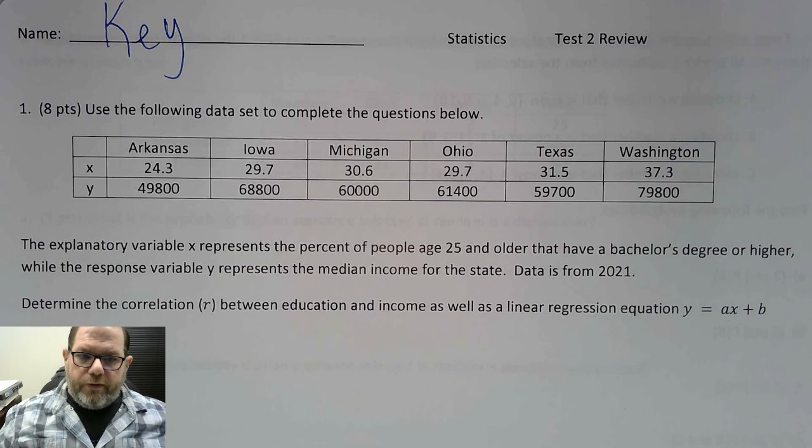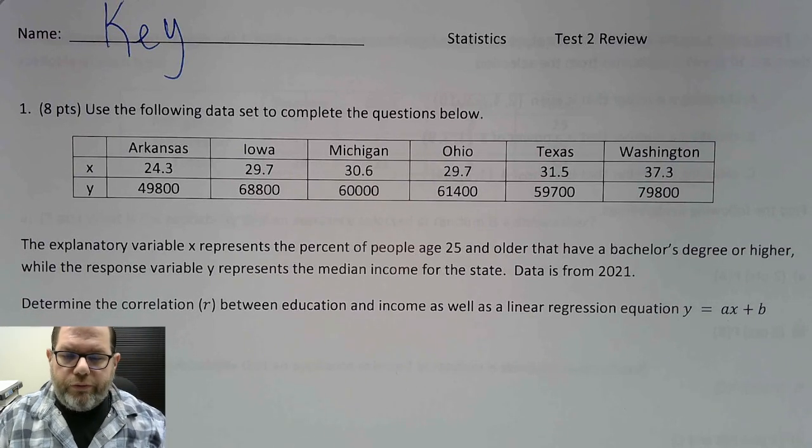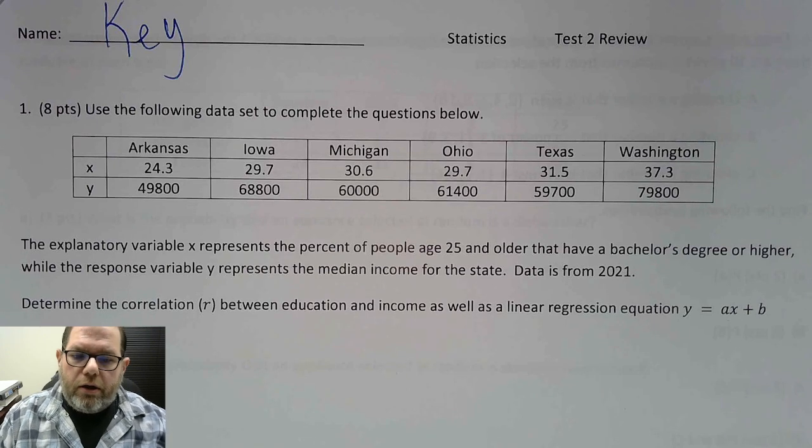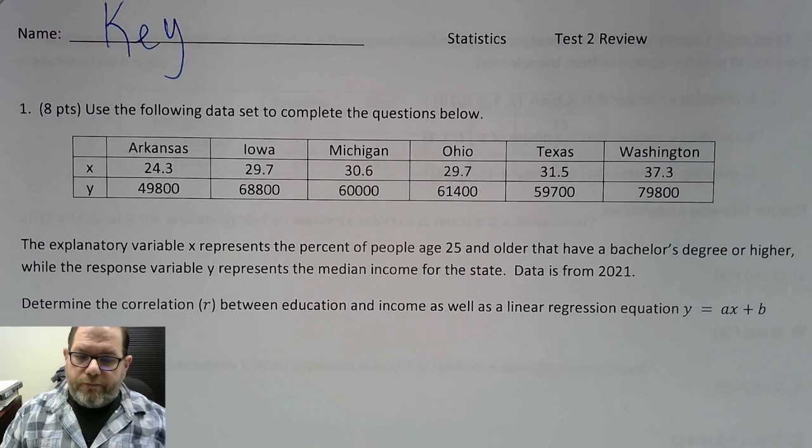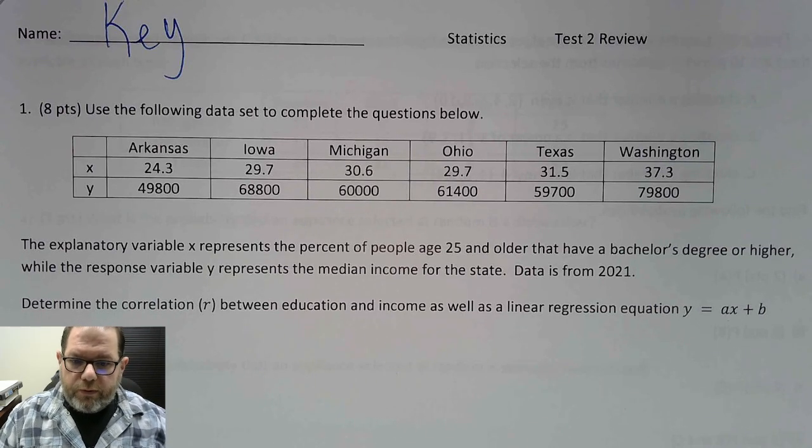All right, so this is the test 2 review key. Starting off, the first problem is from chapter 4. Problems 1, 2, and 3 are all from chapter 4. Now, this first one is largely just a calculator problem.